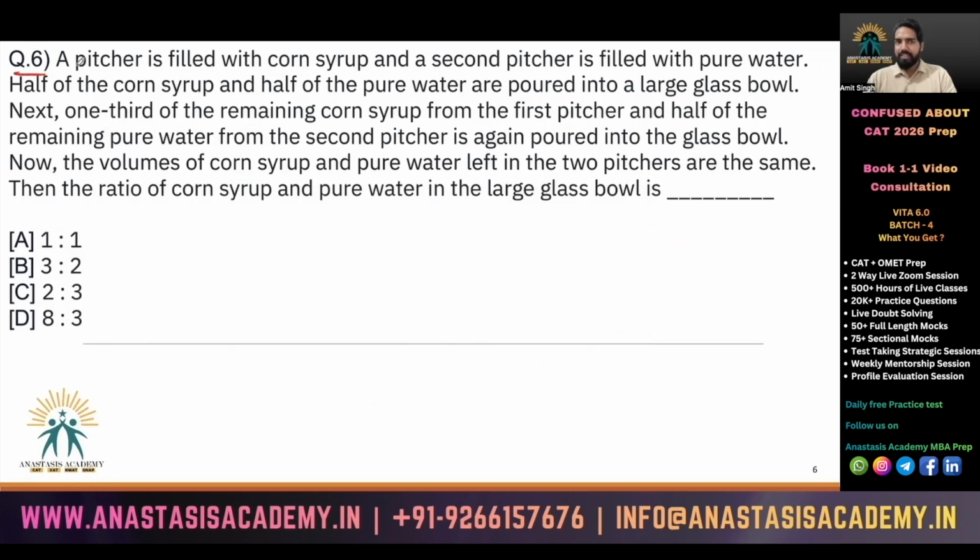Let's look at this question now. A pitcher is filled with corn syrup and a second pitcher is filled with pure water. Half of the corn syrup and half of the pure water are poured into a large glass bowl. Next, one third of the remaining corn syrup from the first pitcher and half of the remaining pure water from the second pitcher is again poured into the glass bowl.